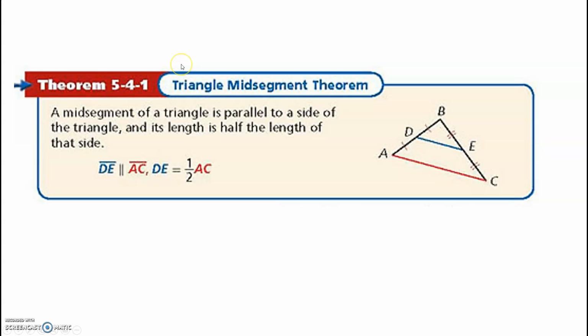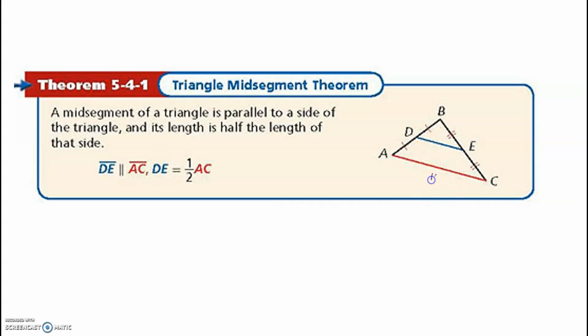So what is the midsegment theorem? The midsegment theorem says that the midsegment of a triangle is parallel, so that's actually really important, is parallel to a side of the triangle. So notice DE and AC, they're going to be parallel. And it's half the length of that side.